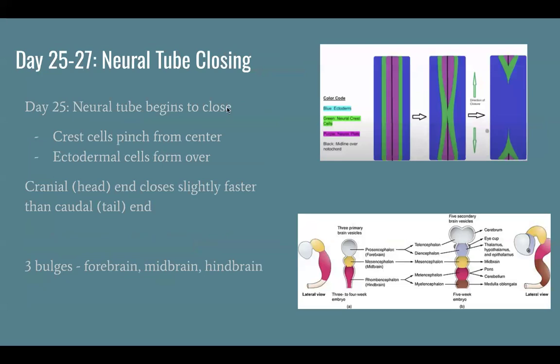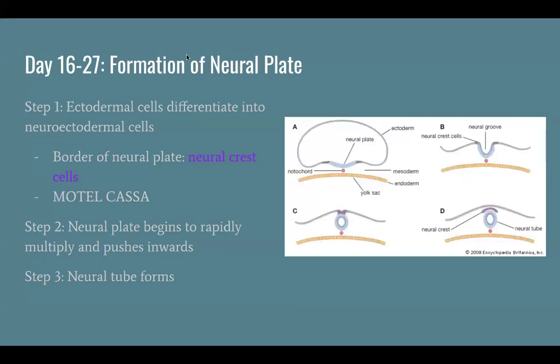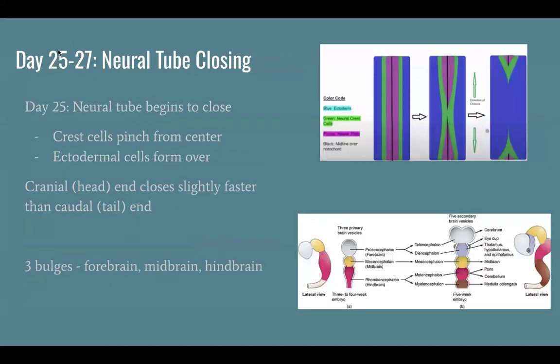Okay, so now that we have a summary of all of that, let's go into the next slide, which is the closing of the neural tube, which occurs on day 25 to day 27. Remember, the formation of the neural plate all the way to the formation of the neural tube happens over the course of 9 days. And the closing of the neural tube happens on day 25 to day 27. So first, the neural tube cells begin to close, right? The crest cells begin to pinch from the center. From the middle of the tube, it begins to pinch first.